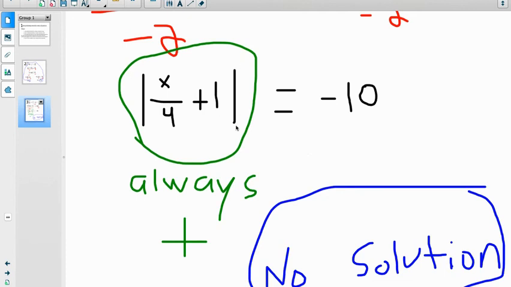So if you ever have the absolute value on one side equal to a negative number, there's going to be no solution.